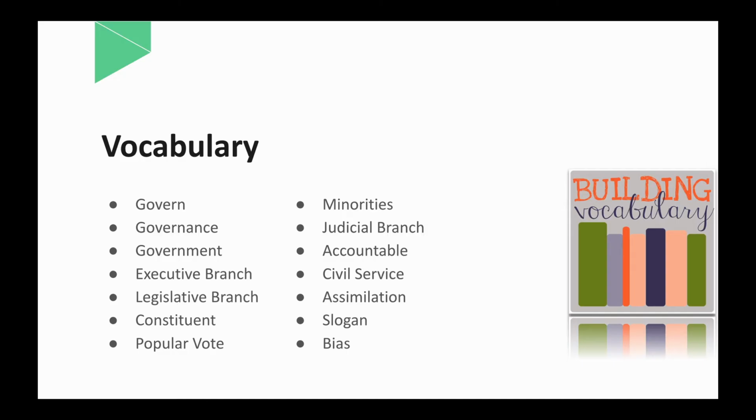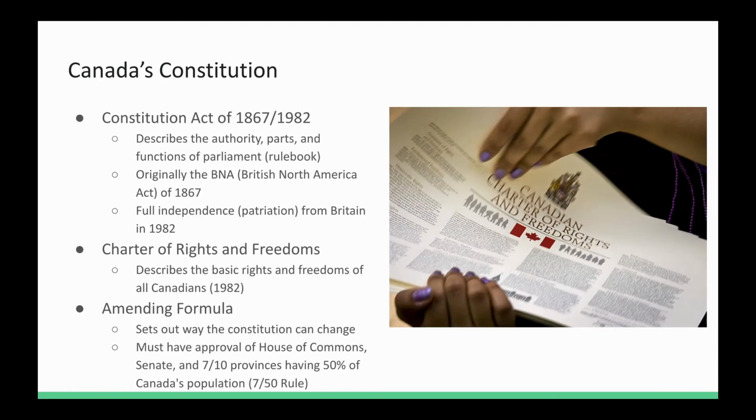We're actually going to step back a few years, back to grade 7 social studies, and talk briefly about Canada's Constitution, the British North America Act of 1867. What this document does is describe the authority, the parts, and the function of Parliament. This is our rule book.